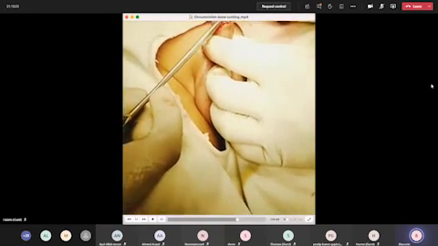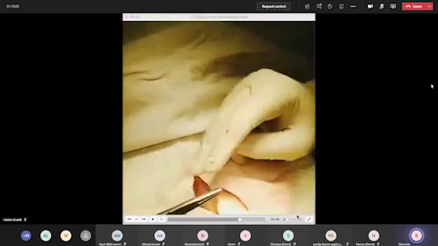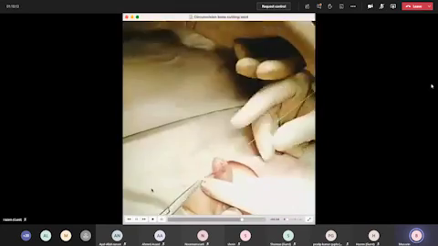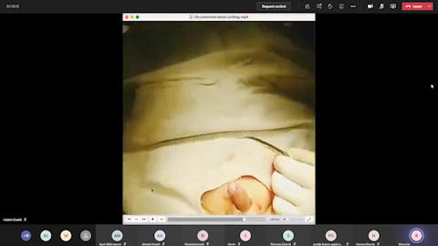And of course the frenular vessels are the ones that are very prone to bleed. The frenular area, because of the skin all around, will bleed from the skin itself, but the frenular vessels will bleed from the frenular vessels, which may be a problem.